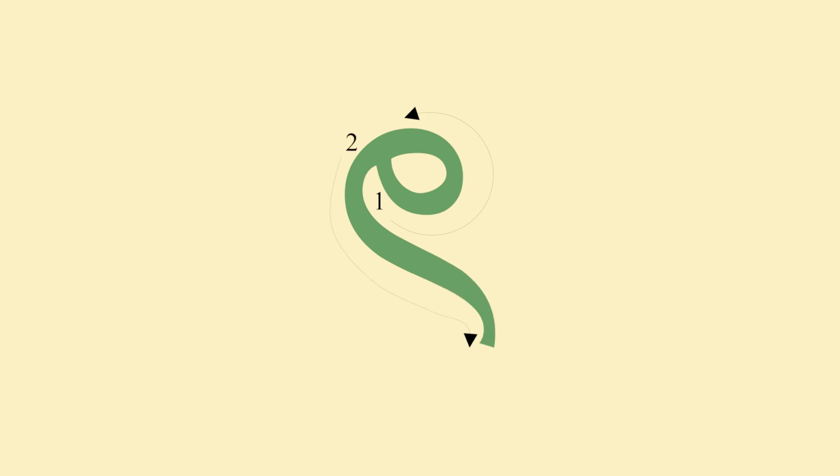Now, let's try to write this letter. First, we will begin with an anti-clockwise loop. From the left side of the loop, we will draw a curve-like structure towards the right side like this. You have now successfully written the Bengali letter Khandotta.